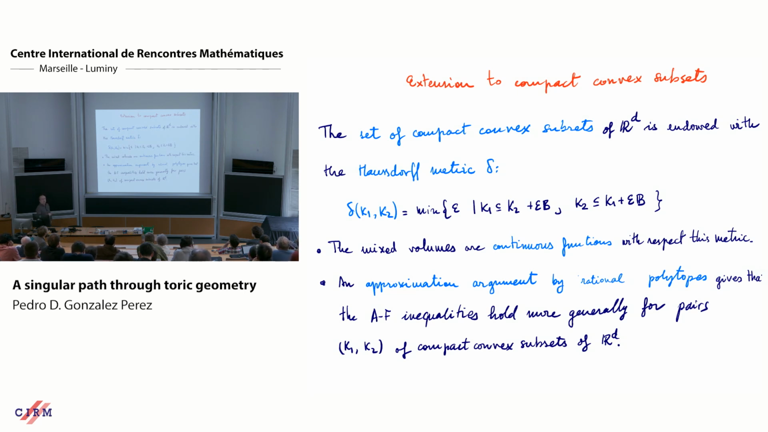Now, these relations which were found for the integral polytopes can be extended to the case of compact convex subsets of R^d by taking into account that we can consider on this set the Hausdorff metric defined in this way, and that the mixed volumes are continuous functions with respect to this metric, and then we can use an approximation argument by rational polytopes by changing the lattices, using refined lattices, smaller and smaller lattices, in such a way that the Alexandrov-Fenchel inequalities hold more generally in this situation for compact convex subsets.